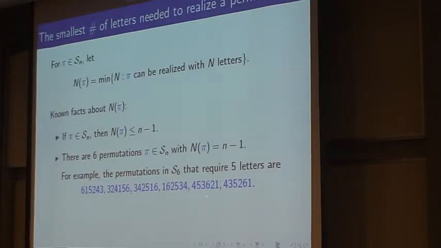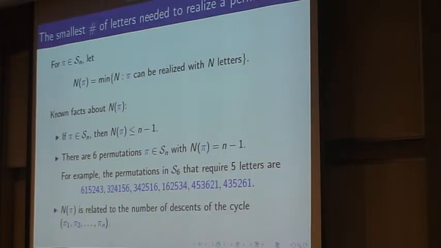And it's easy to describe how they look. So basically, you generalize how this looks. Okay, and then another thing that's known is there's a formula to compute this n of pi that is related to the number of descents of this cycle. So what this means is this is the cycle.